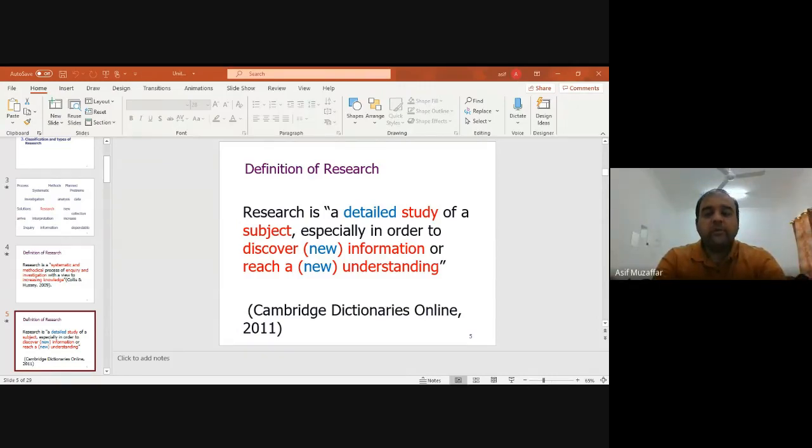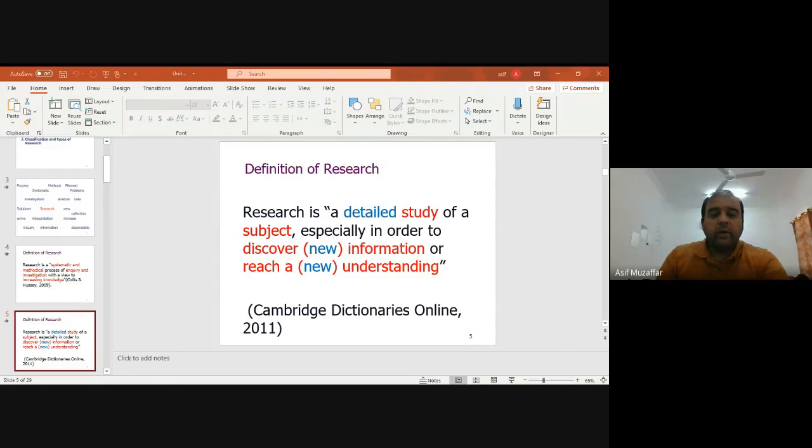For example, the role of social media on student learning in Oman. So for me, the subject is the students in Oman. So every research has some subject. Subject means that on which you are conducting the research or which will be affected by that research. For example, if my research is about the culture of Omani society, then in this case, the subject will be Omani people, the society. Society means the people of Oman.